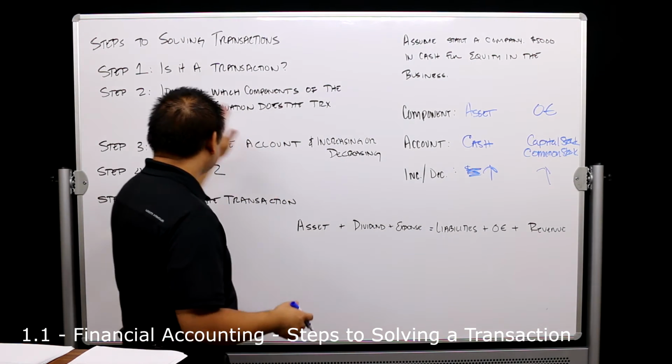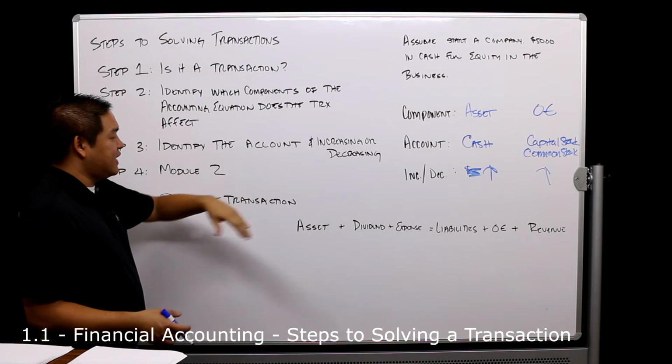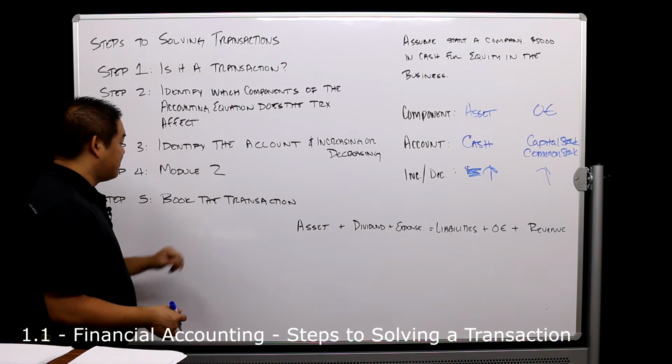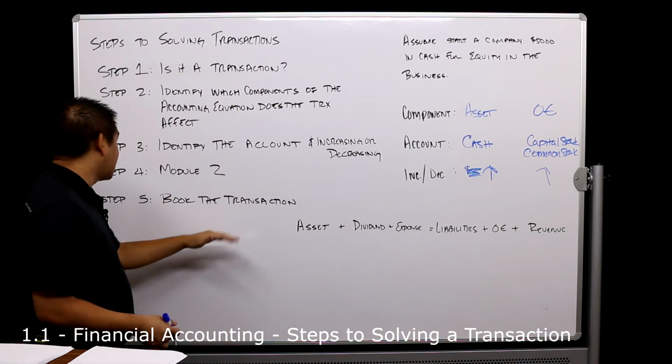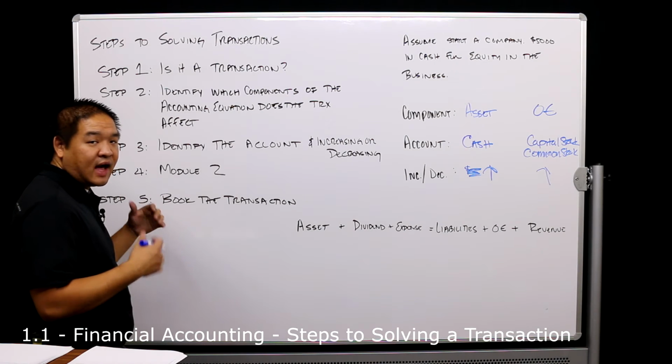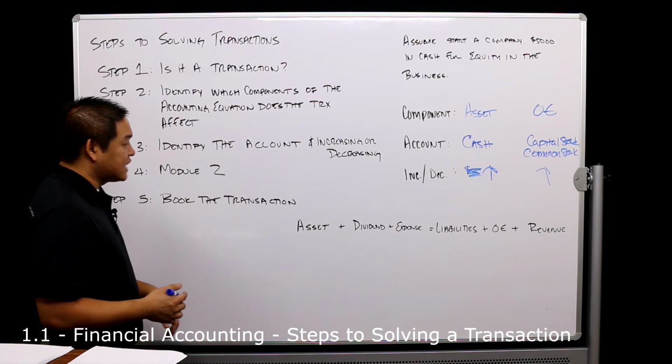So how do we book it? So identify the accounts. We've identified the accounts. We've identified them as increasing or decreasing. Now we need to book them into the transaction, or book the transaction. We're going to skip 4 because 4 has to do with another lesson. We'll go back to that in that lesson. But so we're going to book the transaction. How do we book it?